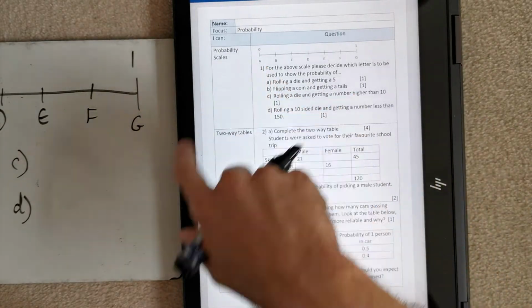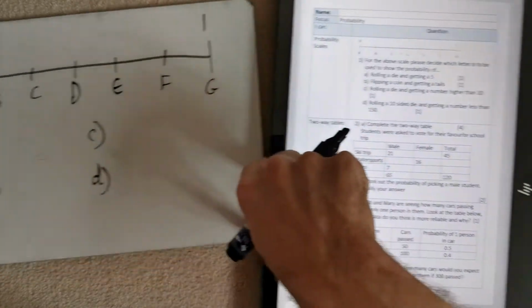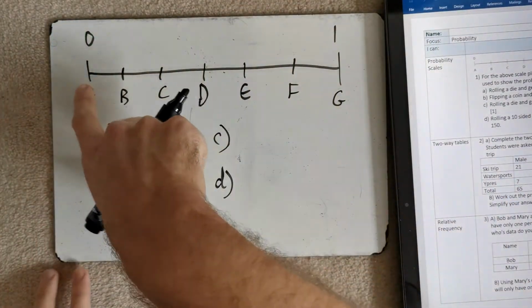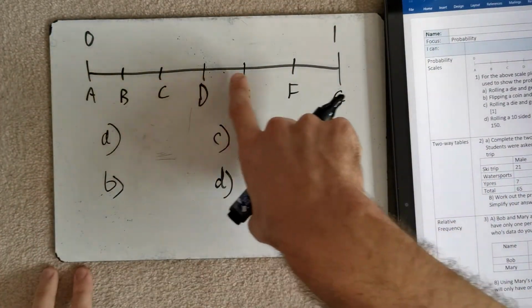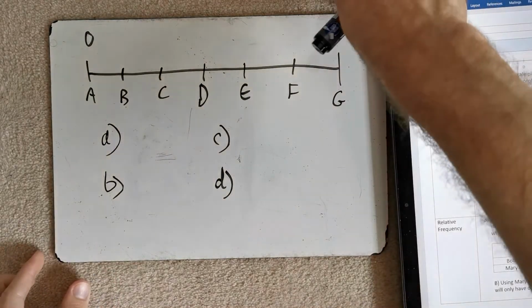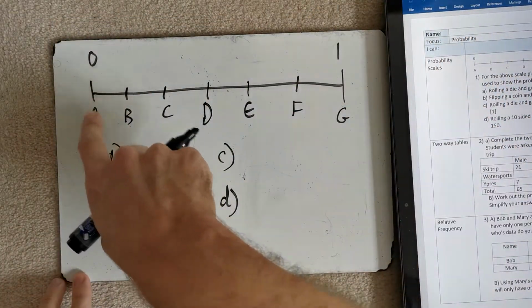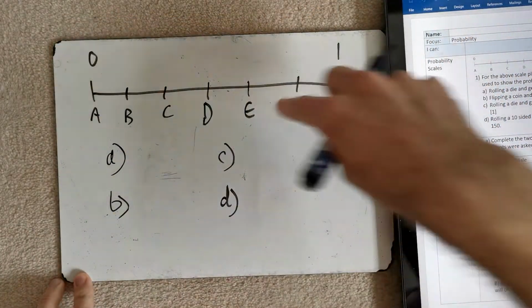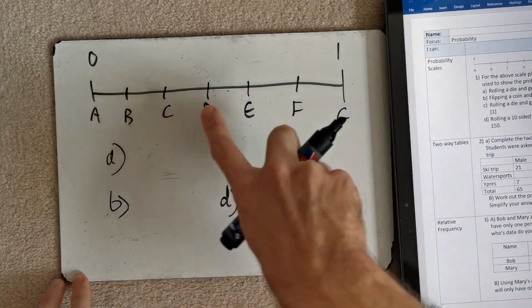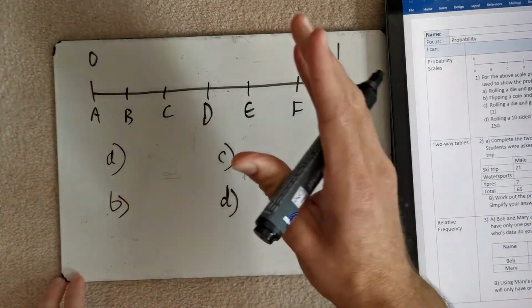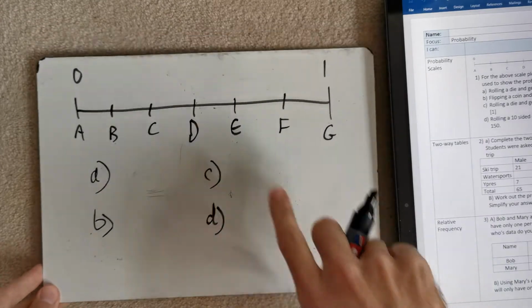Now it goes up from A to G, so it goes up 1, 2, 3, 4, 5, 6 increments. It looks like it's out of 7 because there are 7 little dashes, but remember it's 6 increments. It's going up 6 times. It's not a case of the number of dashes.